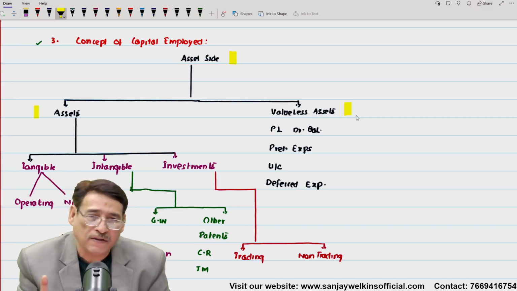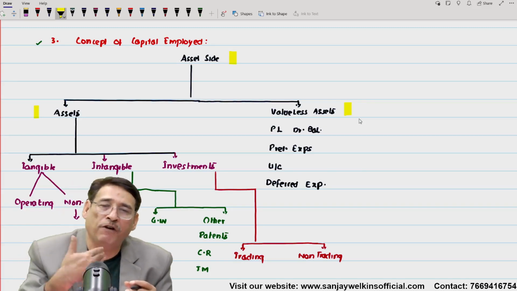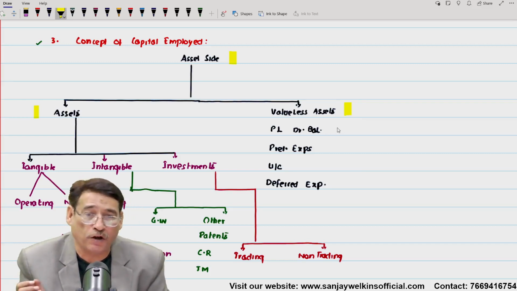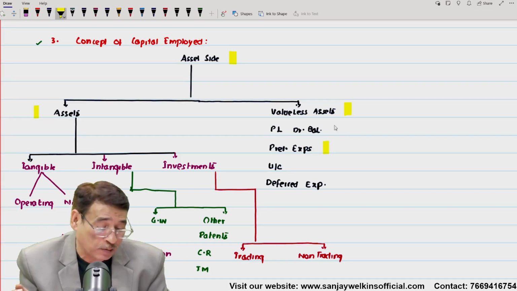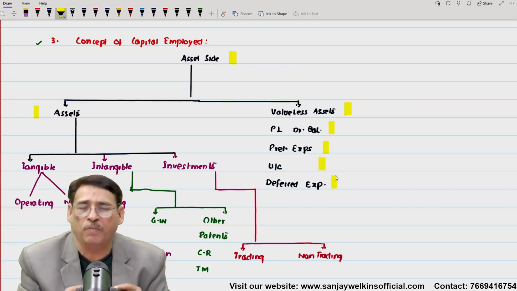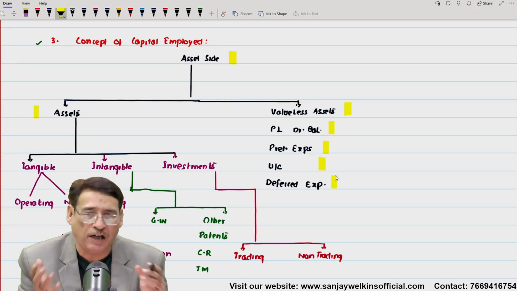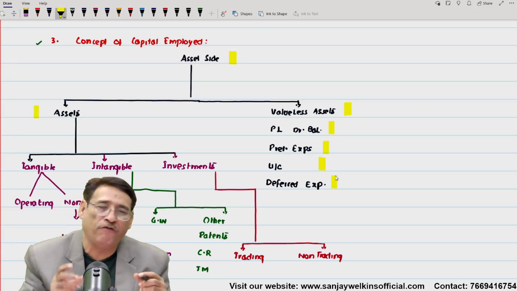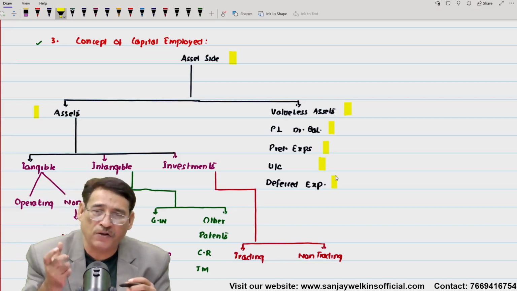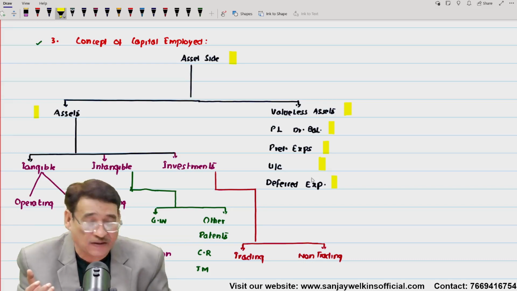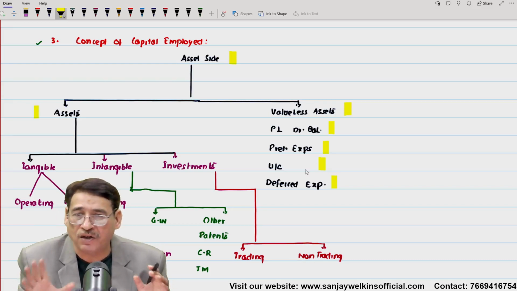What are valueless assets? Valueless assets are either accumulated losses or such expenditure which haven't yet been written off fully. For example, like I have written here, valueless asset: profit and loss account debit balance, or preliminary expenses, or underwriting commission, or any deferred expenditure or miscellaneous expenditure. You must have come across such items on the asset side. So actually these items are basically valueless. What are assets? The accounting framework defines an asset as a resource controlled by an enterprise and which is capable of fetching a return. So quite obviously, these items cannot be categorized as assets. Is it clear to you or not?